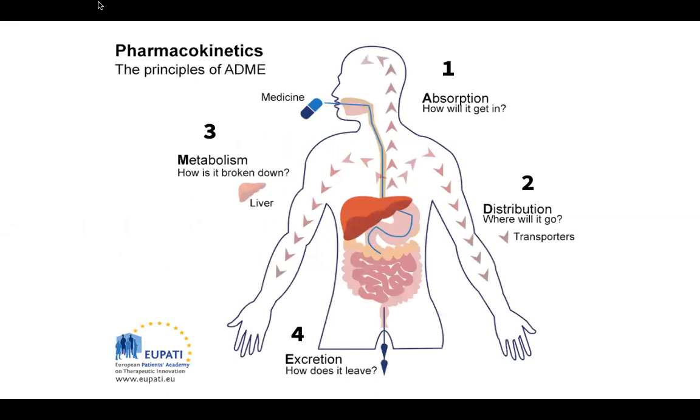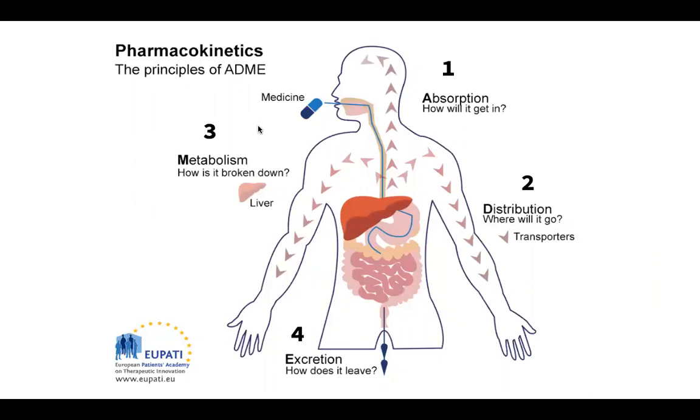So pharmacokinetics has 4 parts. If we imagine here, this is our ibuprofen. And remember, pharmacokinetics is what the body does to the drug. So this medication is going in. The first step is absorption. Absorption is how the drug gets in the body.